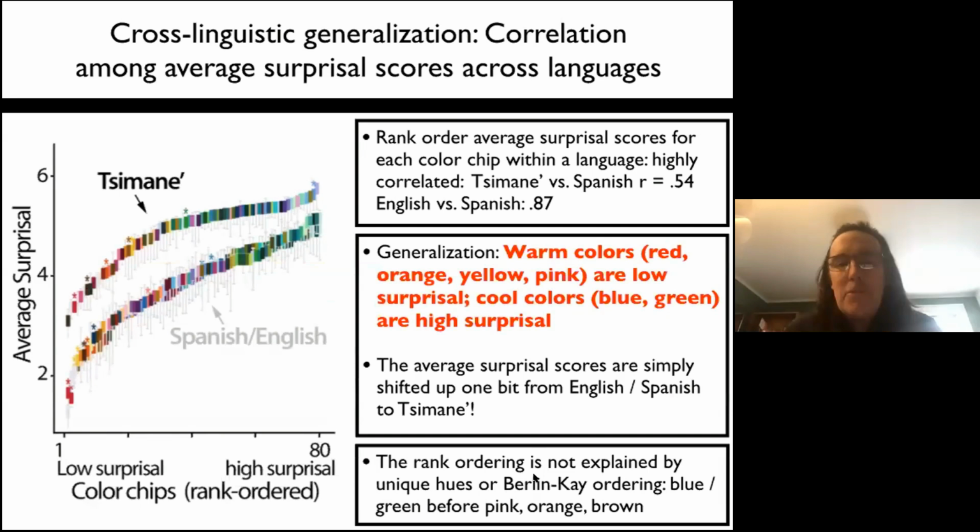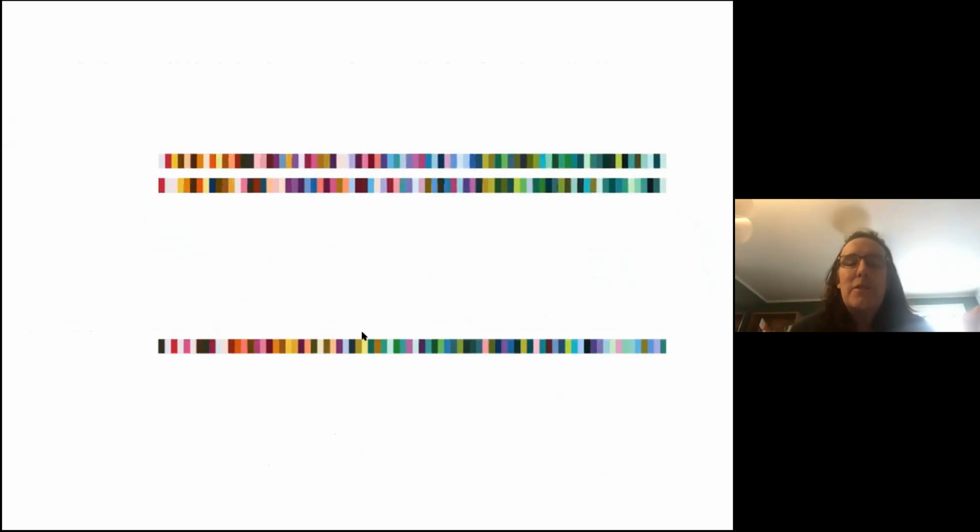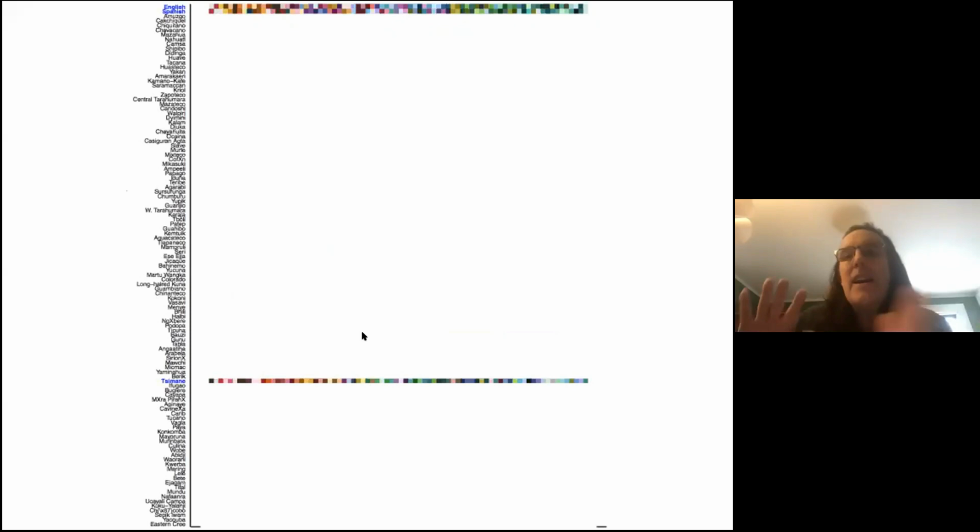So then what we did was compare our data to the World Color Survey data. Here's our data again, just rank ordered, easiest to convey, hardest to convey. I just put English and Spanish above Chimani because there's more information in English and Spanish and less in Chimani. And now what I'm going to do is throw them into the World Color Survey. The World Color Survey is data that Berlin and Kay got other people to gather. And that's 110 other languages, all non-industrialized languages, cultures.